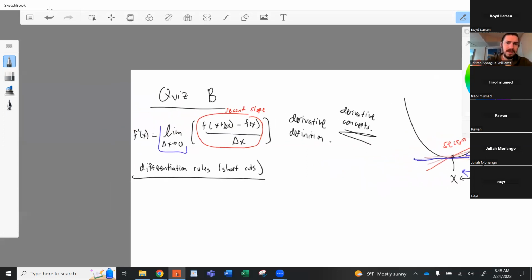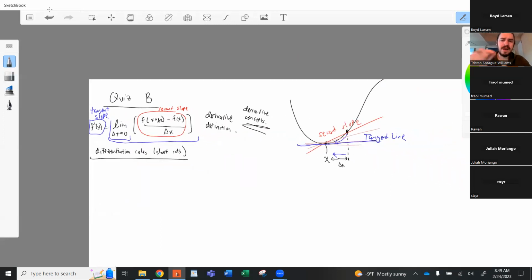Right, so that's why the entire thing altogether produces the tangent slope. Okay, it's because you've got your secant slope. You're doing a limit of the secant slope, and that gives you the tangent slope. Anyway, that I think is the main thing I want you to understand.